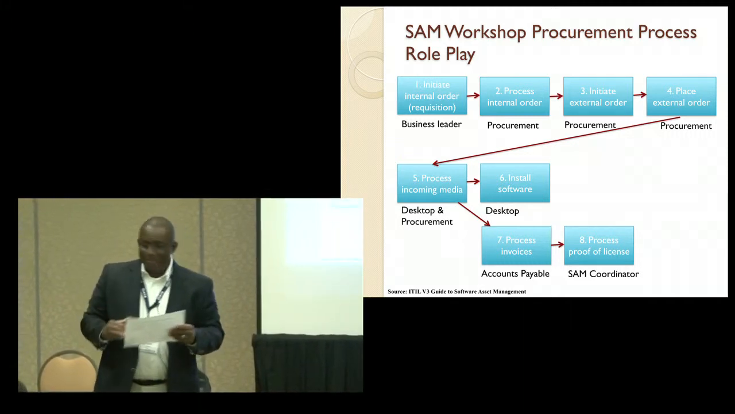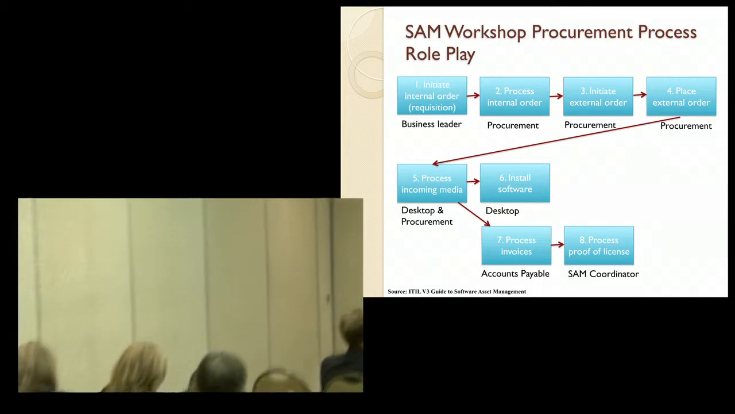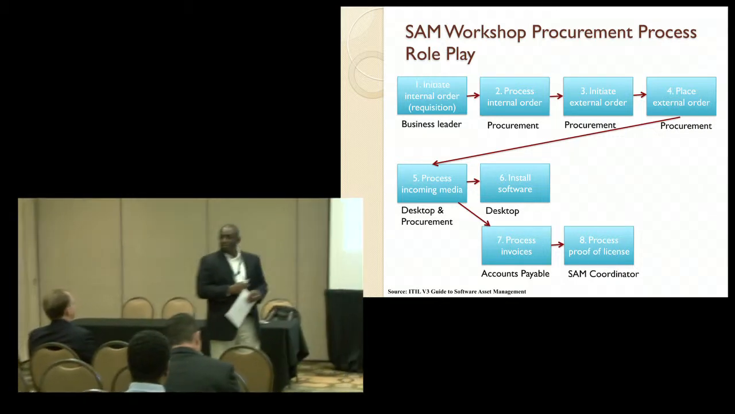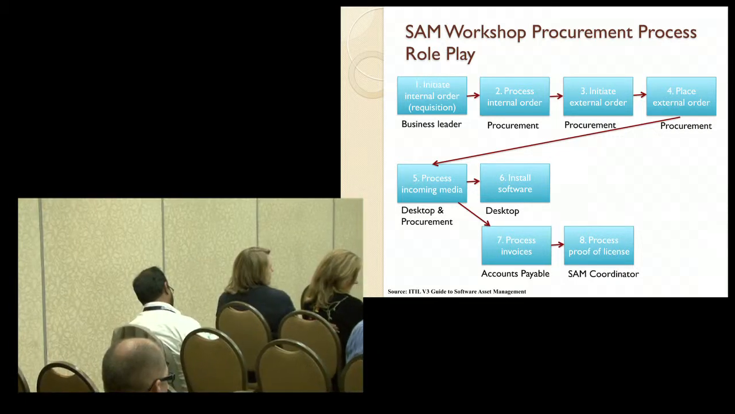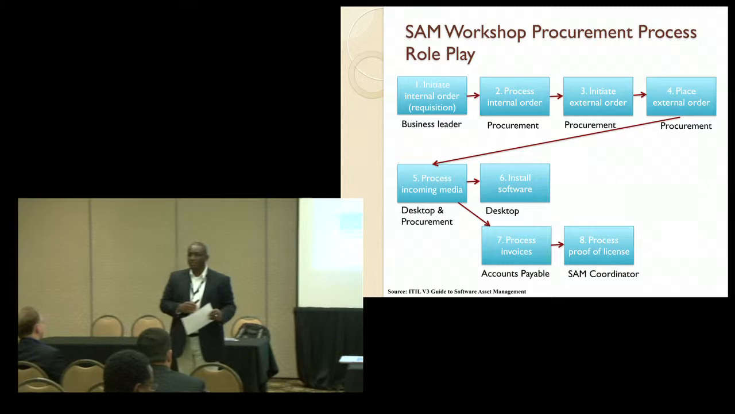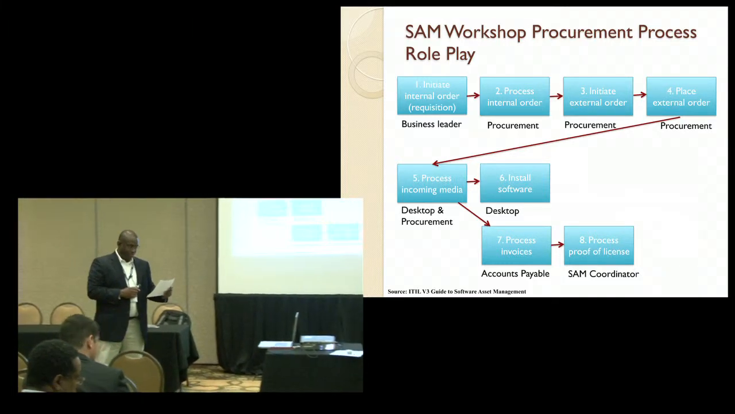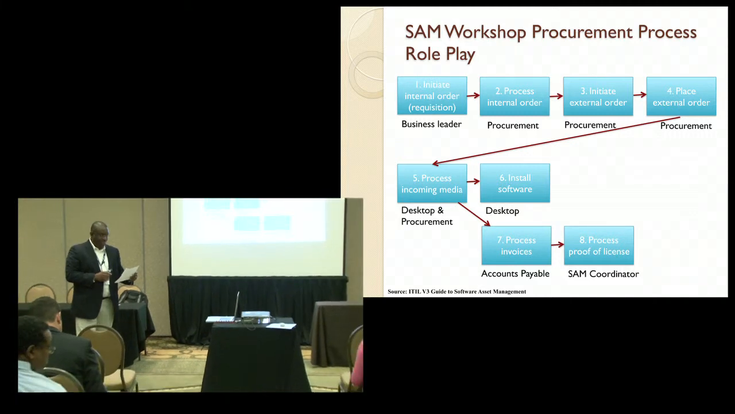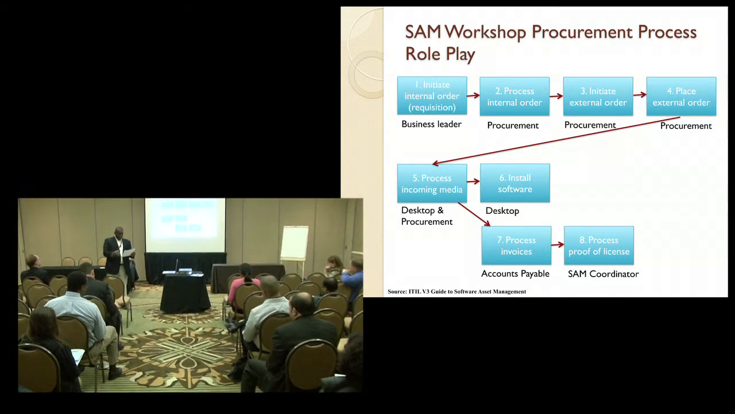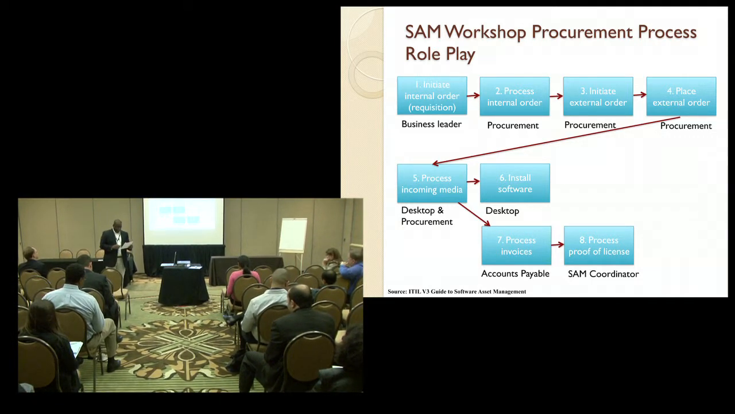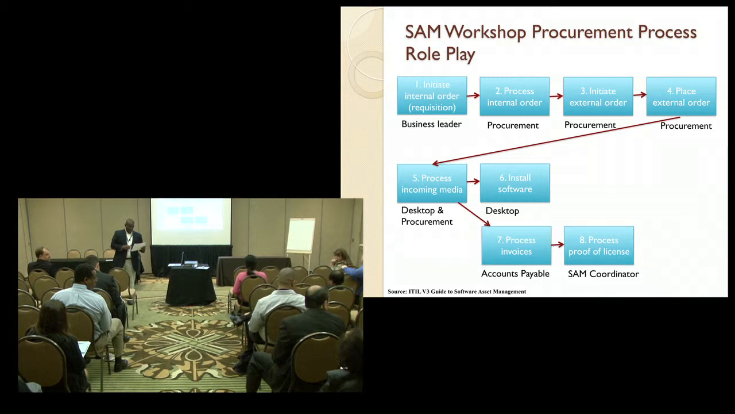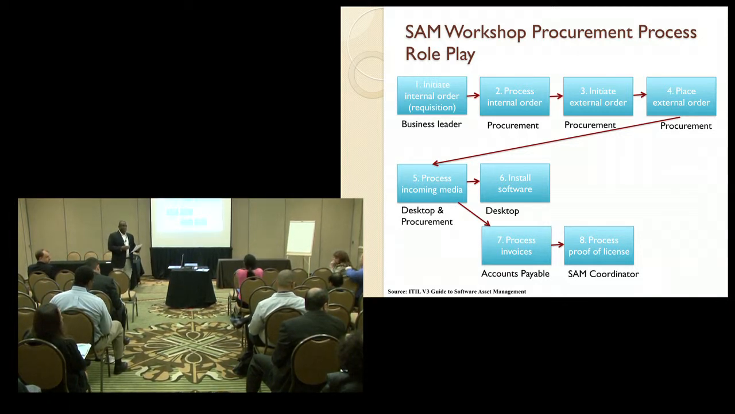Business leader: I am in the service request system and placed an order for 50 Microsoft Office licenses. Procurement 1: I'm in the service request system and processed an internal order for 50 Microsoft Office licenses. Procurement 2: I am in the external vendor portal system, and I placed an external order for 50 Microsoft Office licenses. Procurement 3: I am in the external vendor portal system and received an order for 50 Microsoft Office licenses. Procurement 4: I am in the software asset management system and updated the receipt of an order for 50 Microsoft Office licenses.